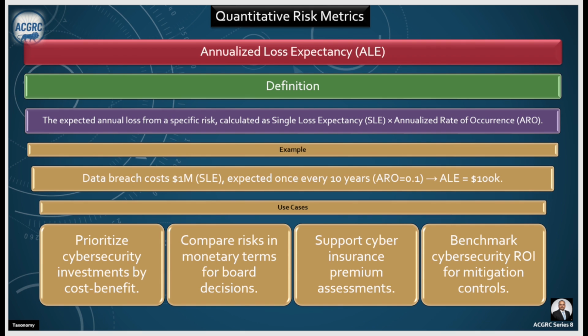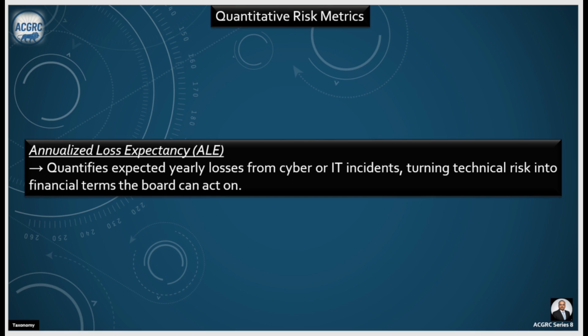That's your ALE. So, ALE is used for prioritizing cybersecurity investment by cost benefit. It is used for comparing risk in monetary terms for board decisions. ALE is used to support cyber insurance premium assessment. ALE is used for benchmarking cybersecurity return on investment for mitigation controls. So ALE quantifies expected yearly loss from a cyber or IT incident, turning technical risk into financial terms the board can act on.